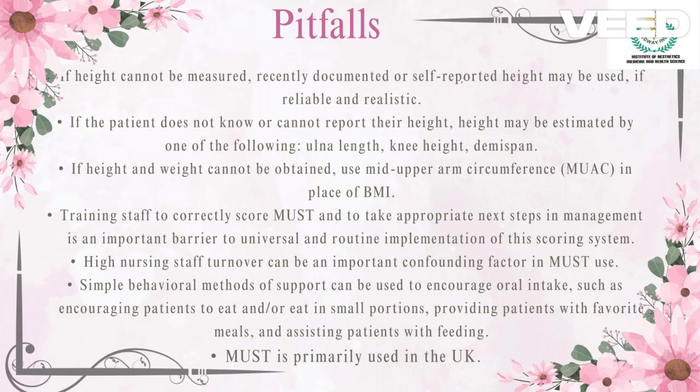If height and weight cannot be obtained, we can use mid-upper arm circumference, which is MUAC. That can be done instead of going with BMI. And we have to train the staff correctly in order to score MUST and take appropriate steps, by the management, in order to limit the errors that happen.